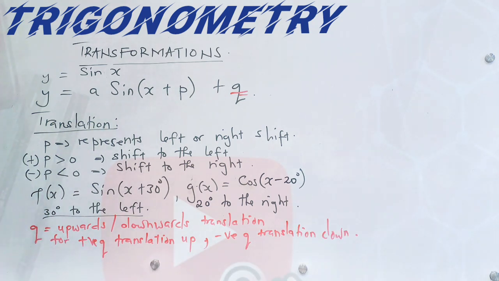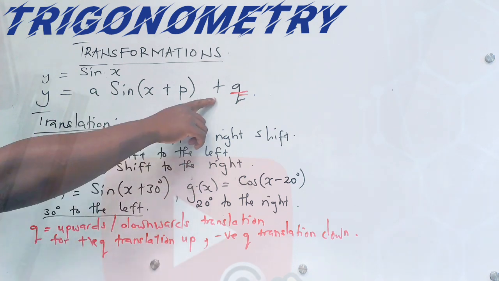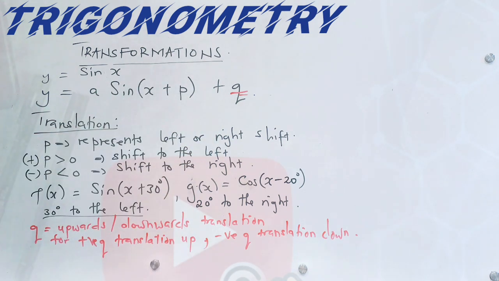So for Q, the sign shows you the direction. We know positive y-axis is up. So if it is positive Q, it shows you that it's being translated up. The only difference is on horizontal shift. If P is negative, yes, we know the right side is the positive, but in this case, it is the opposite one. You go to the left. So that's what P and Q represent.